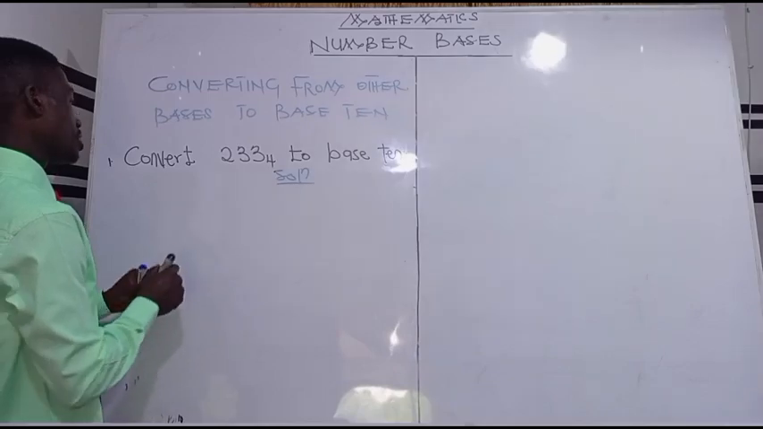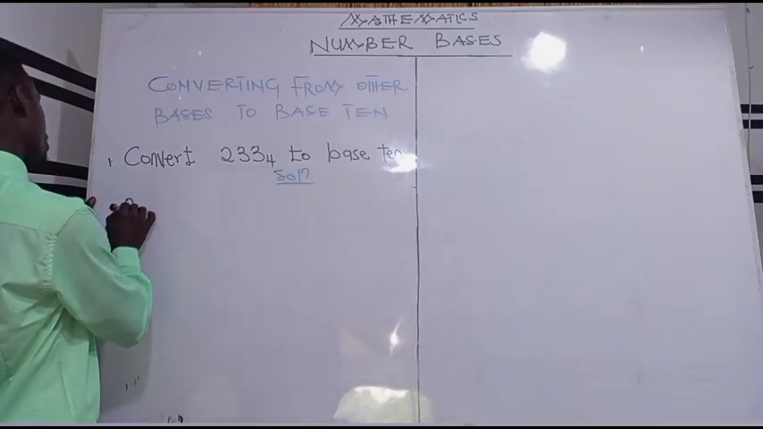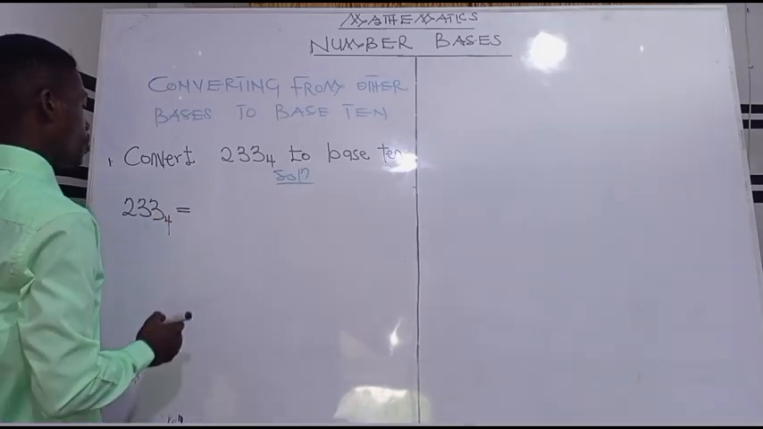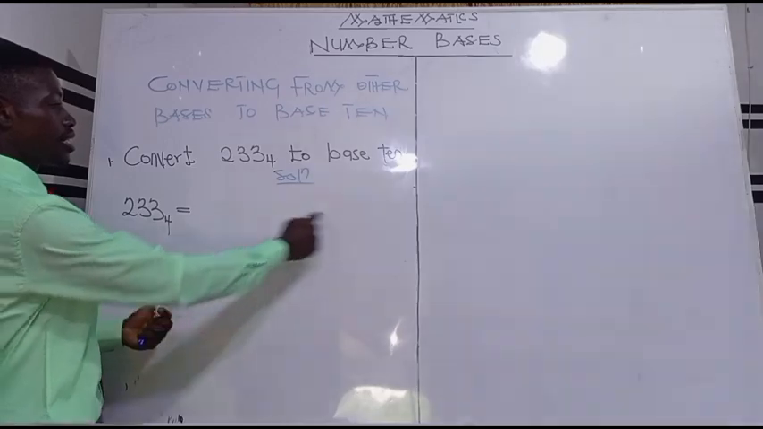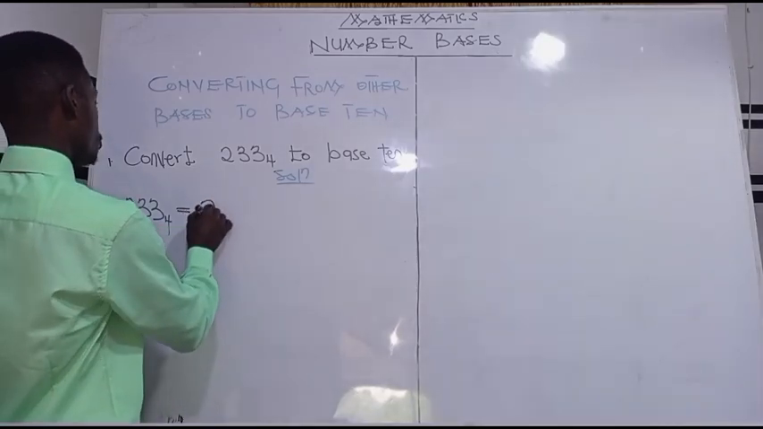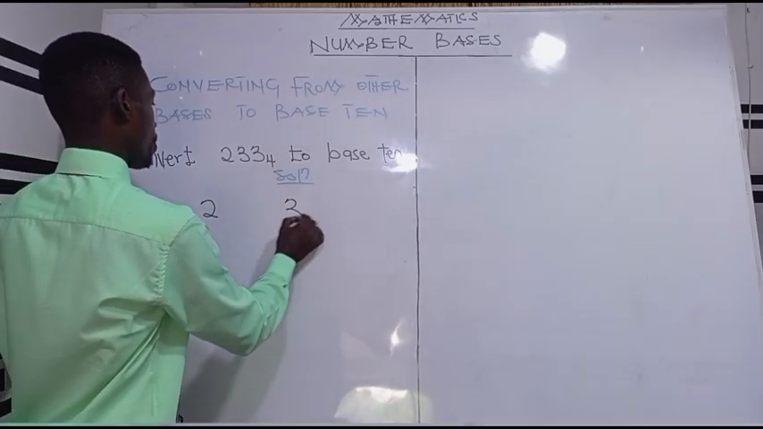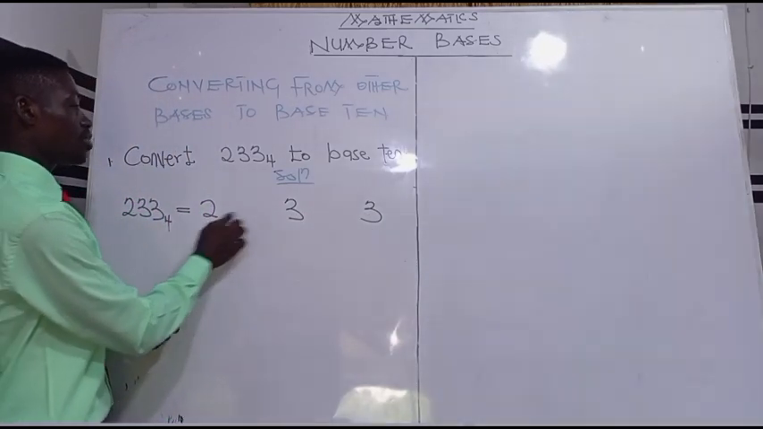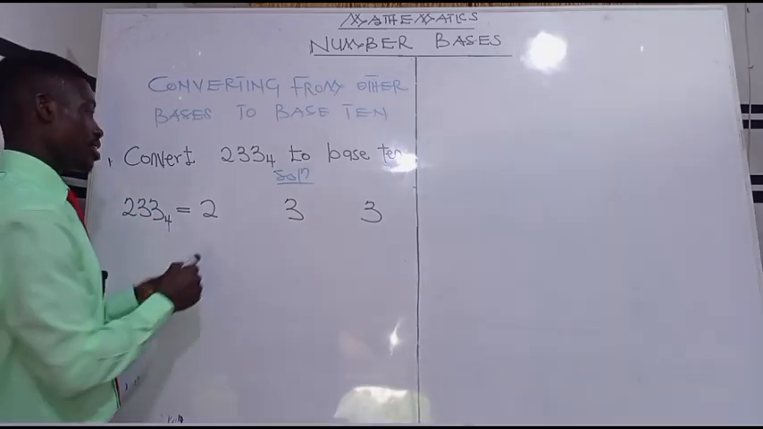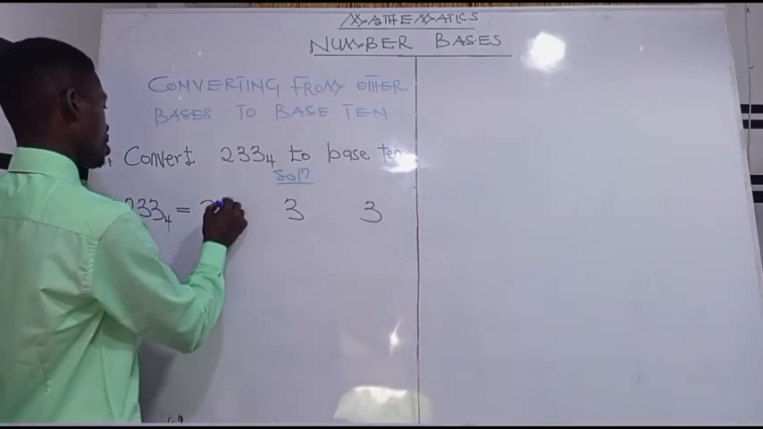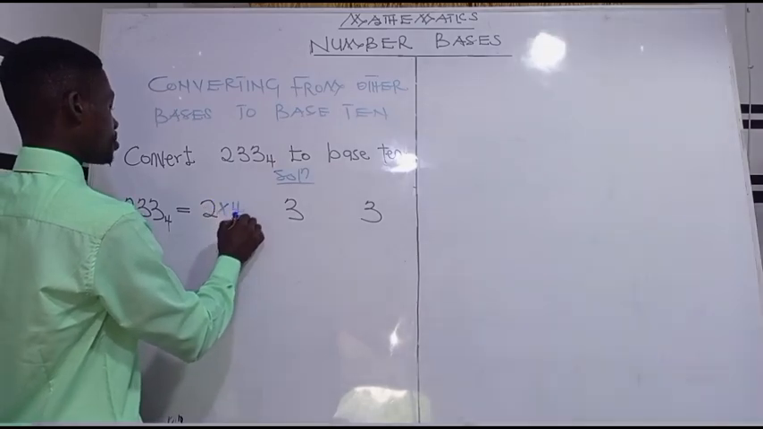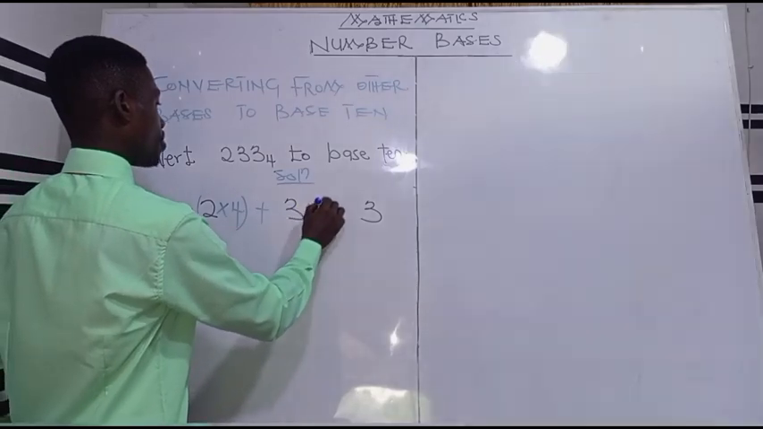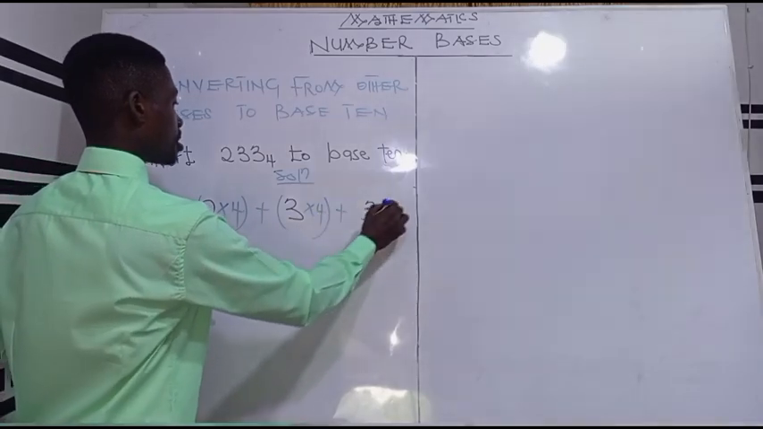So as I said, it follows the same approach. We are going to write our number 233 base 4. So what we are going to do is we are going to write the number here, okay? So we have 2, 3, and then 3. So the next thing is we are going to multiply each of these numbers by the base given. So multiply here by 4. We sum them, multiply here by 4. We sum them, multiply here by 4.